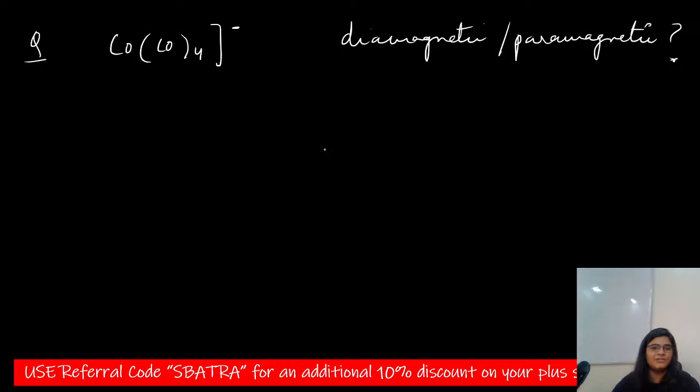This is your complex given. You need to predict the magnetism of this complex, if this complex is diamagnetic or paramagnetic. Take your time, and please give me your correct answers. Just give me a correct answer whether this complex is diamagnetic in nature or paramagnetic in nature. This is cobalt with 4 carbonyl ligands. This complex is having -1 charge.